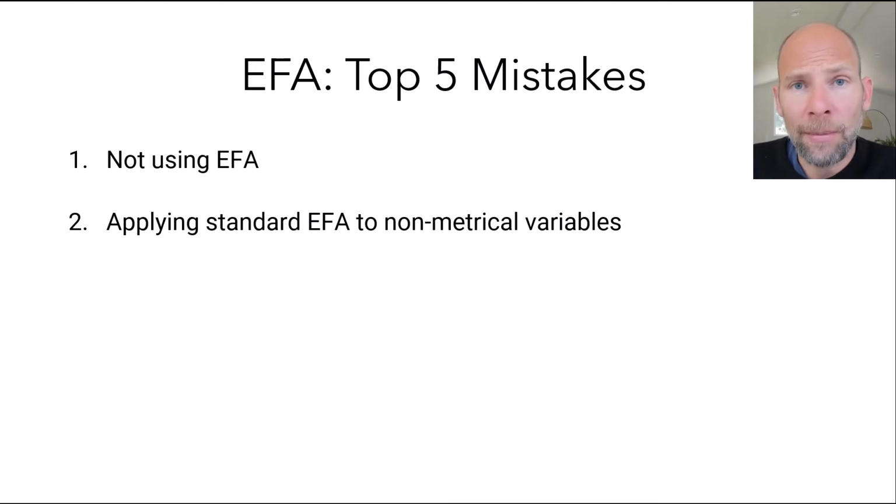Now, why is this a problem? It's a problem because you might obtain solutions with, for example, spurious factors. So items that are similarly skewed might load on the same factor. They might make up a factor even if they don't measure the same factor. So this could be misleading, and therefore it is critical that you use proper methods.